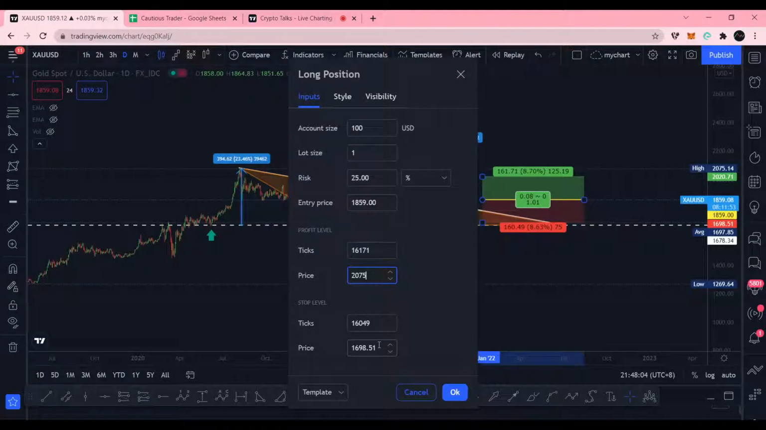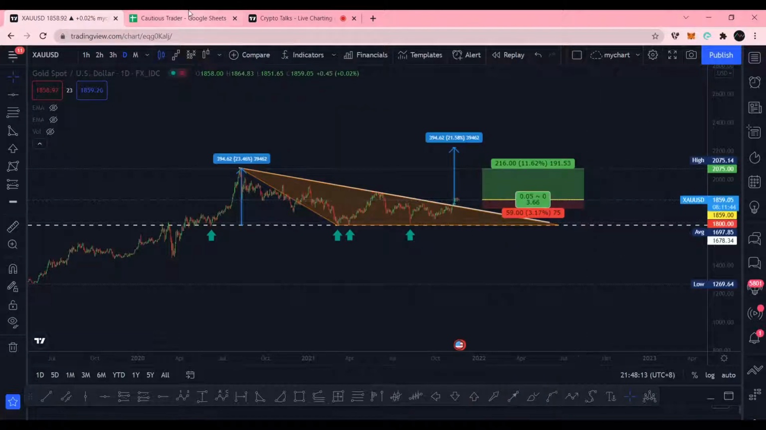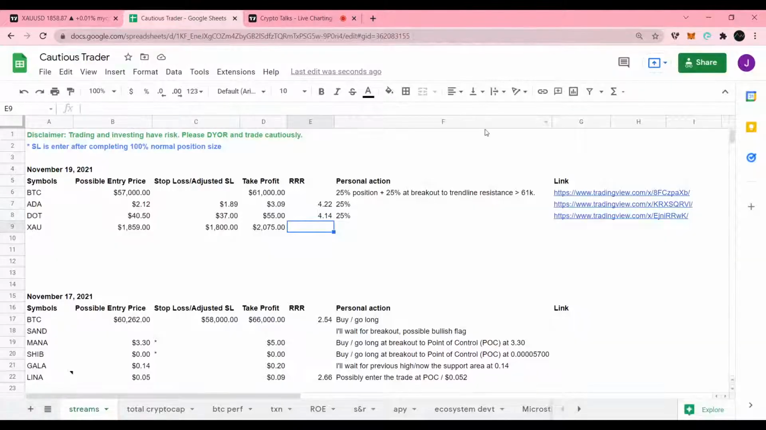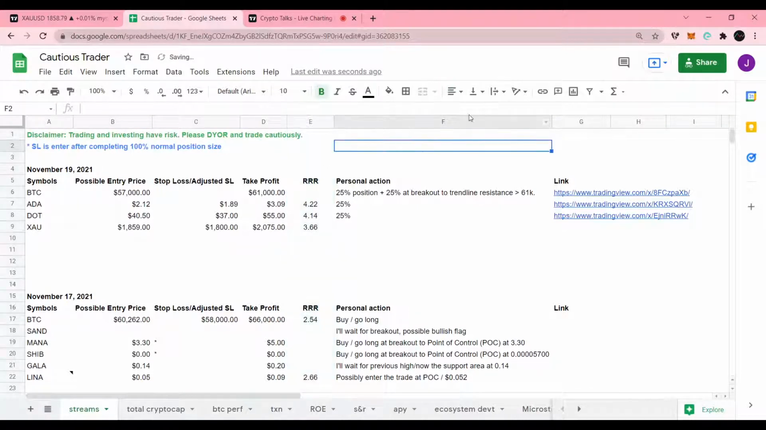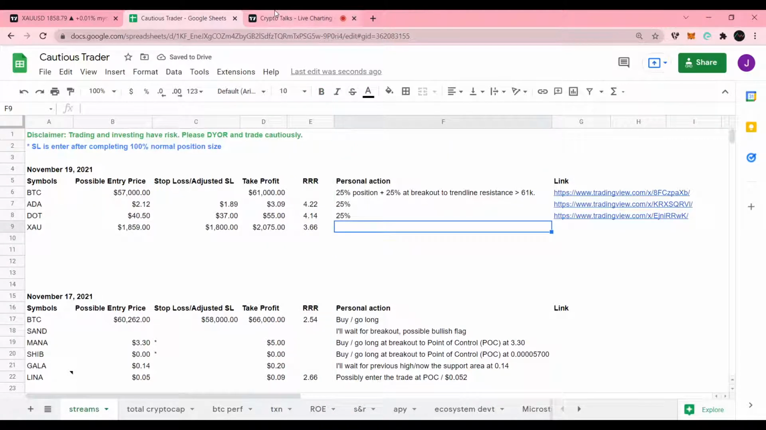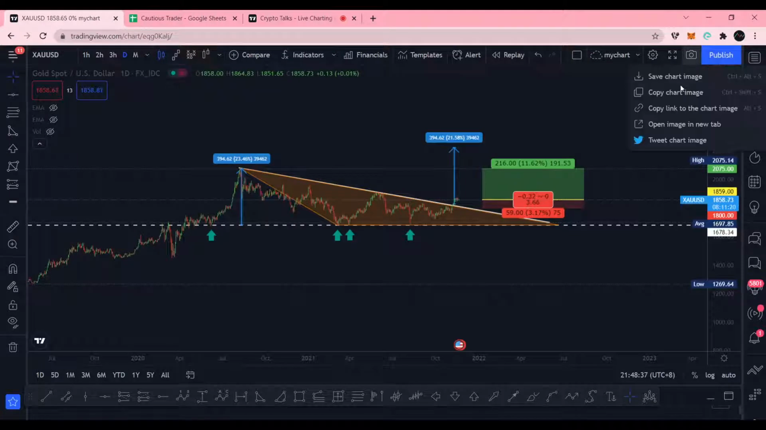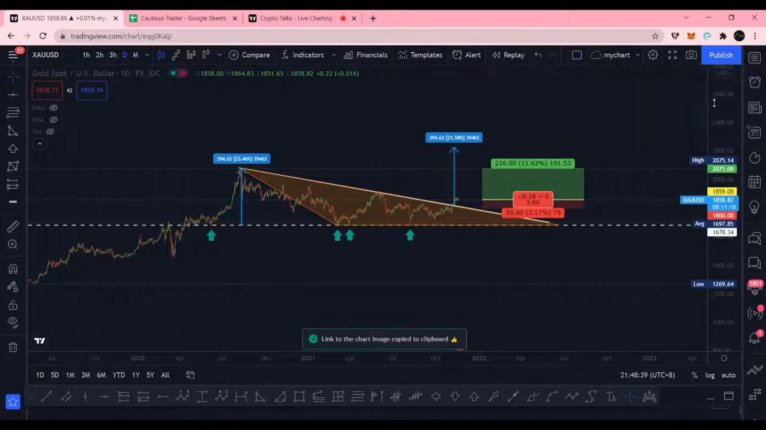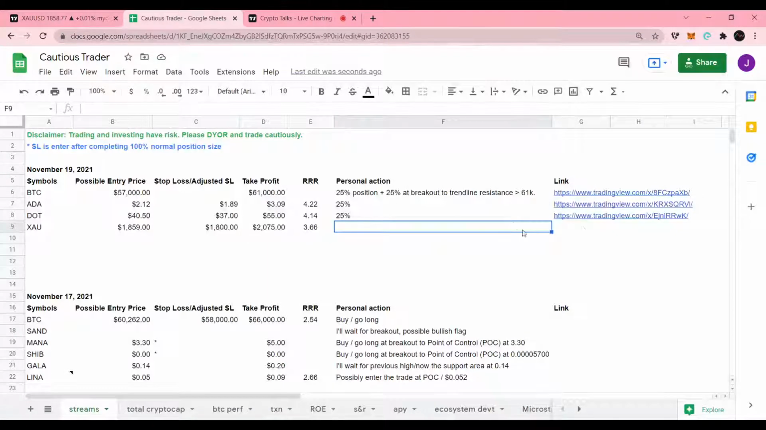1/8, 2075. So 3.36, 3.66. So yeah, I'm gonna enter a transaction if there's at least two RRR. So maybe let's make it on the center. Then I'm gonna copy it para at least meron akong reference kung ano mga pinagsasabi ko.